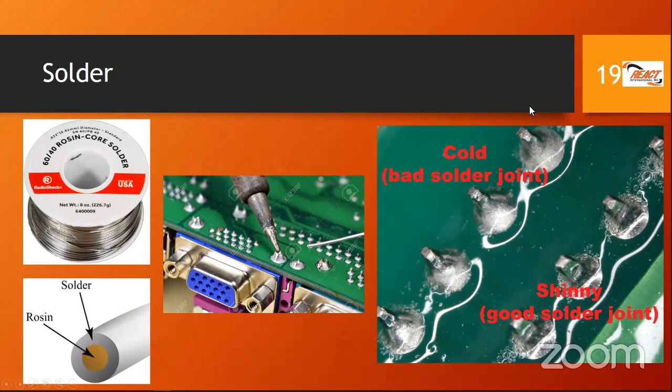So if you look at these two series of joints here, notice these here are very grainy. These are bad solder joints. Notice that the good solder joints tend to look very shiny and reflective.